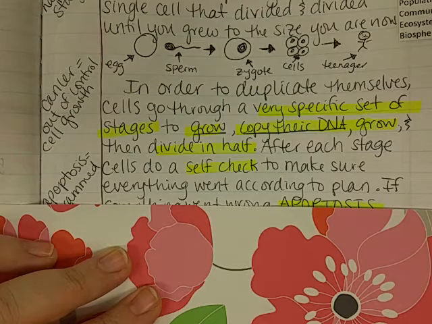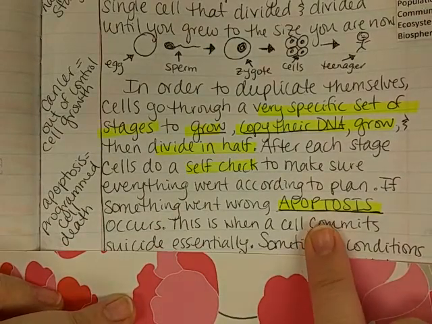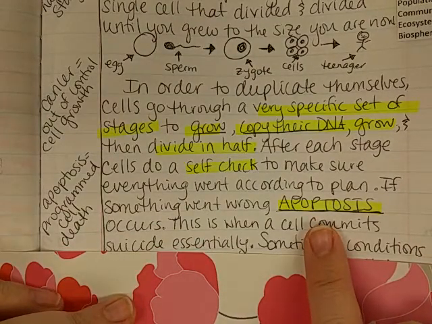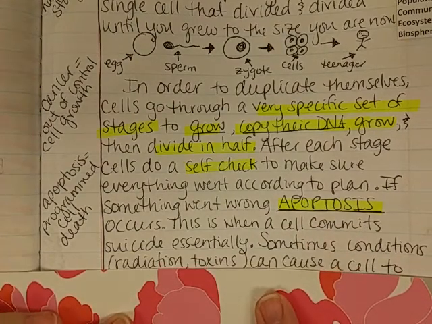So after they grow a little bit, they stop and they check, okay, do I have everything that I need? All right, that's great. And then they duplicate the DNA and they say, okay, is everything okay? Is all the DNA there? Did we copy it right? Yeah, that's great. So then they grow again and they make some more stuff and they're like, okay, does everything here, is the DNA still good? Everything's working right? Great. Then we can divide and make 2 new cells. If it fails any of those checkpoints, it goes through what's called apoptosis. Okay, so if something went wrong, apoptosis occurs. This is when a cell commits suicide.